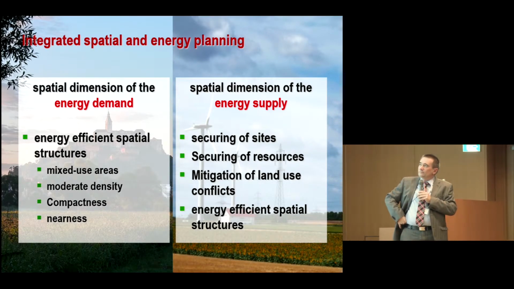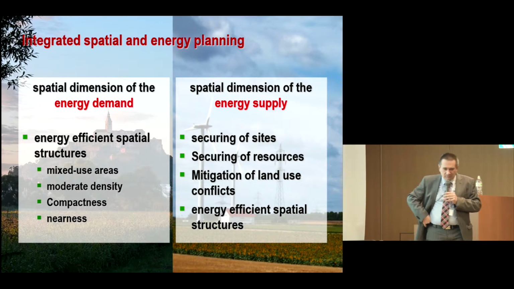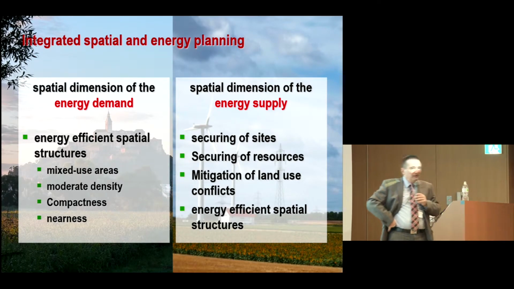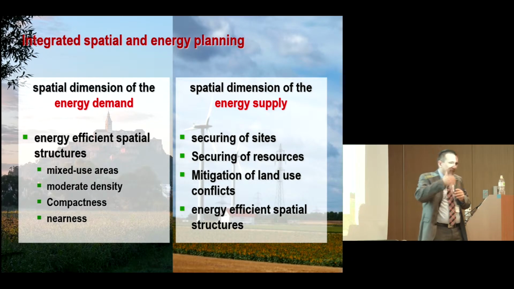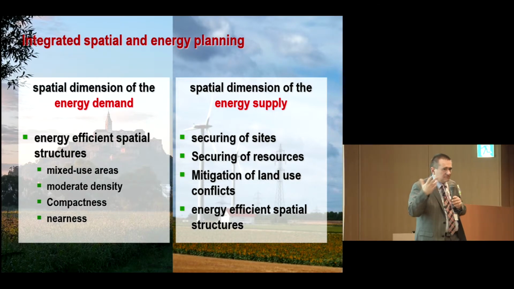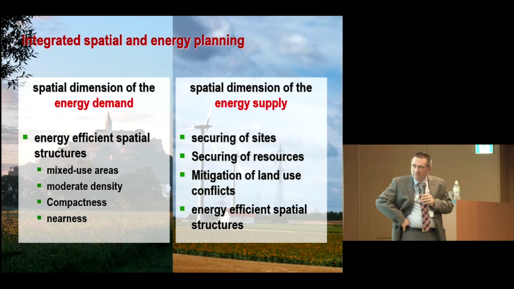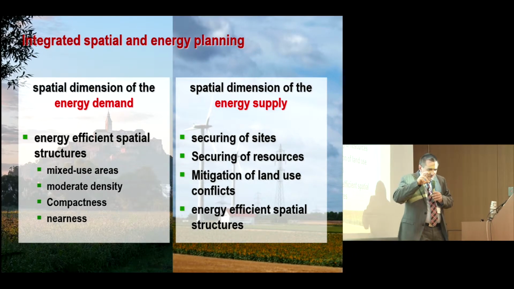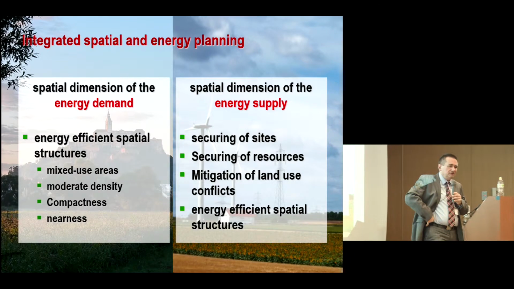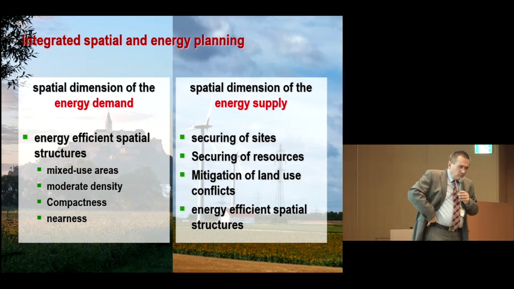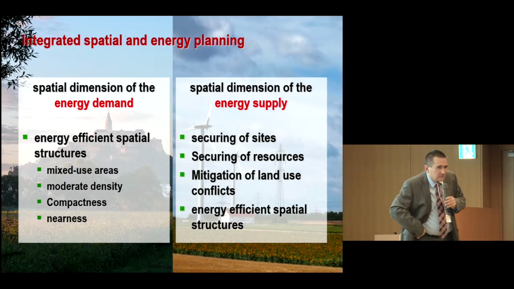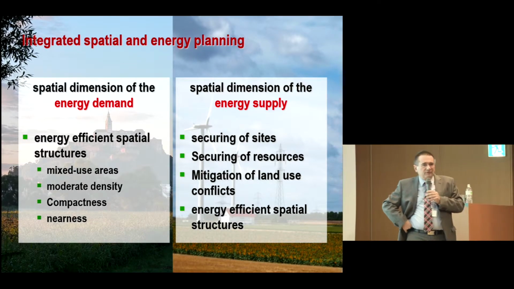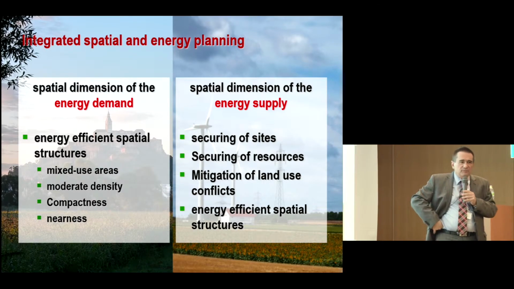And then we have a spatial dimension of the energy supply. This has to do with the securing of sites for all kinds of energy facilities, a power plant, a cable line, whatever needs locations, needs sites, and you have to secure them. It's about the securing of resources. And I would say this is a rather new idea of the energy turn and the energy transition. What does it do in space? Because what we are now doing, if you talk in an ecological footprint language, is that most of our energy supply is based on borrowed land from the past.